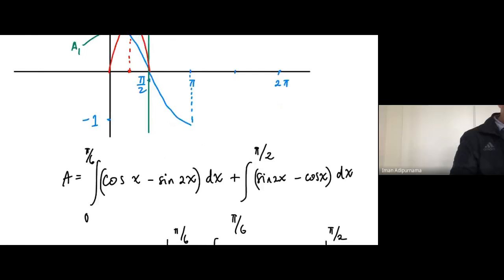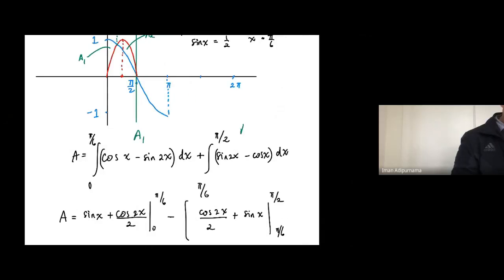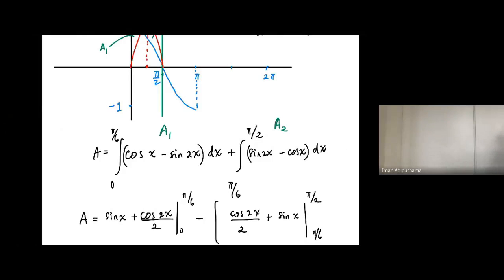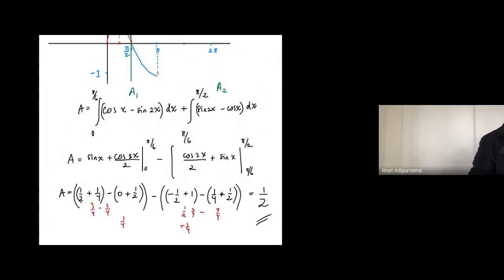And then, yeah, we have this area 1 and then area 2. Okay. In area 1, cosine x is above, right? And in area 2, sine 2x is above. So cos x minus sine 2x, and sine 2x minus cos x. And you can make some calculations here. And you will get the answer, yeah, half.